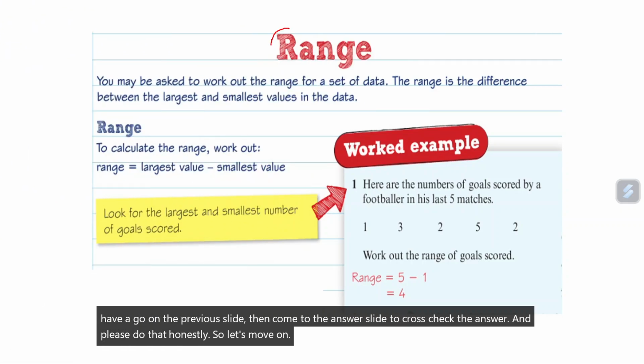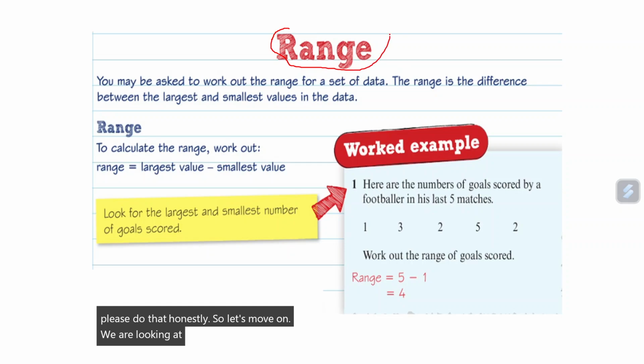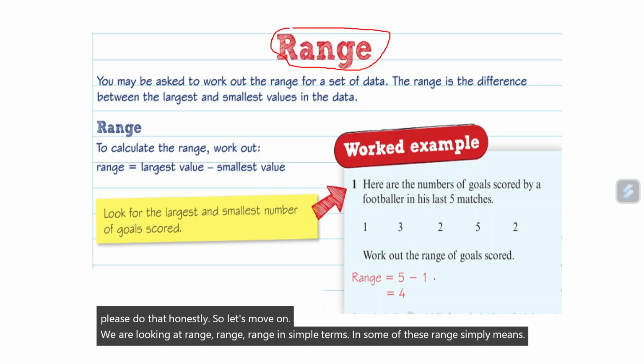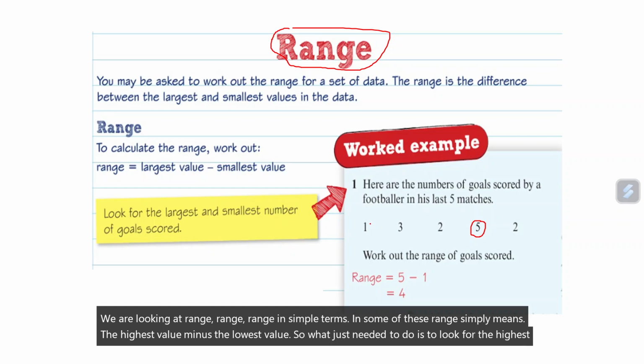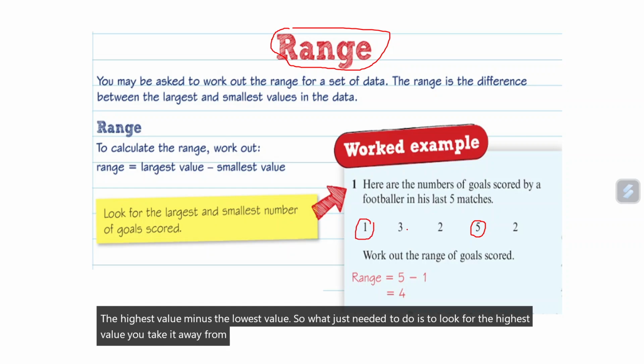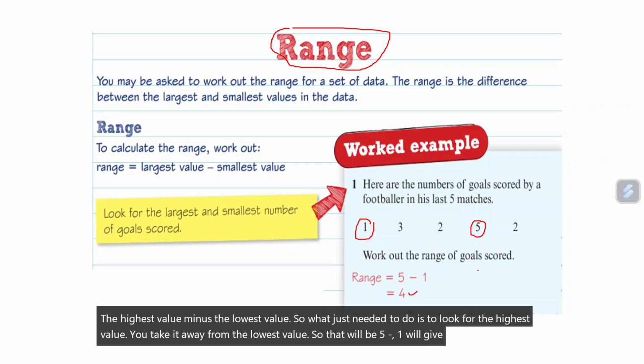We are looking at range. In simple terms, in summary of these, range simply means the highest value minus the lowest value. So what you just needed to do is to look for the highest value. You take it away from the lowest value. So that will be 5 minus 1 will give us 4.